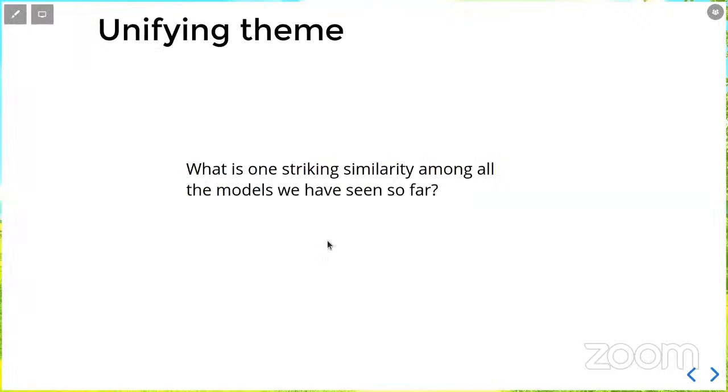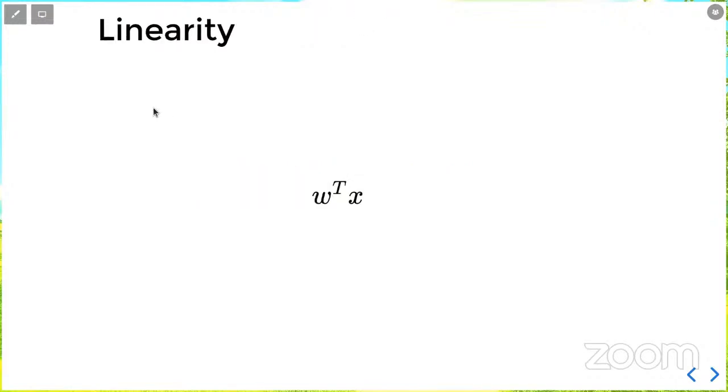So one theme which is common among all these models is linearity, right? What do I mean by linearity? I mean this expression, W transpose x. The output is linear in the features and the weights. This is going to stick with you till the end of the course. W transpose x is one expression that you will see in various disguises, but it will never leave you for the 12 weeks, so it's important that we get used to this expression.